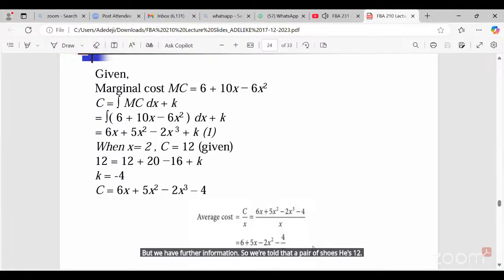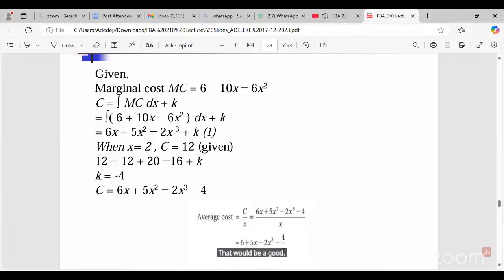Is that not it? A pair of shoes is 12. That means when x equals 2, c is 12. That's the extra information we were given in the question. When x equals 2, c is 12. So we are going to plug that 2 into the function that we arrived at.